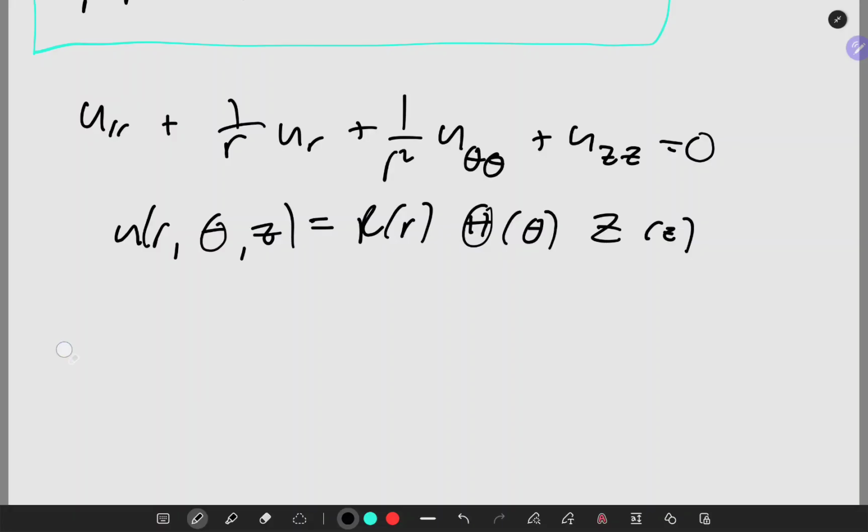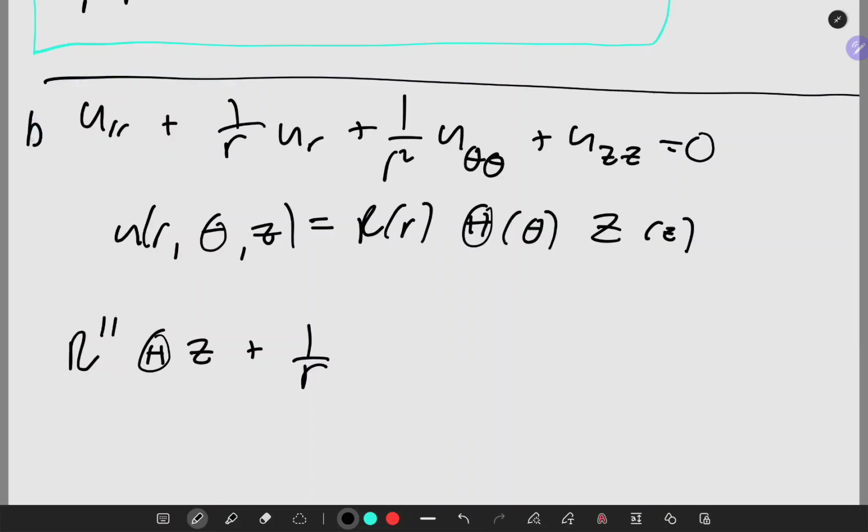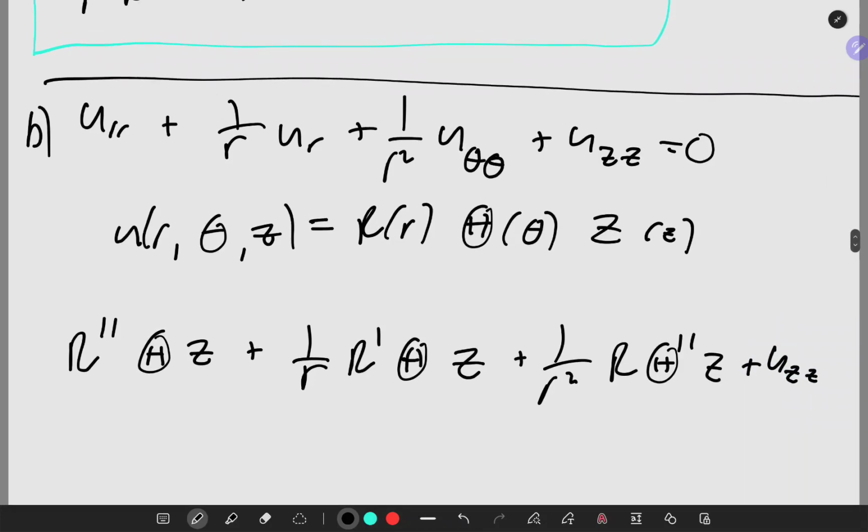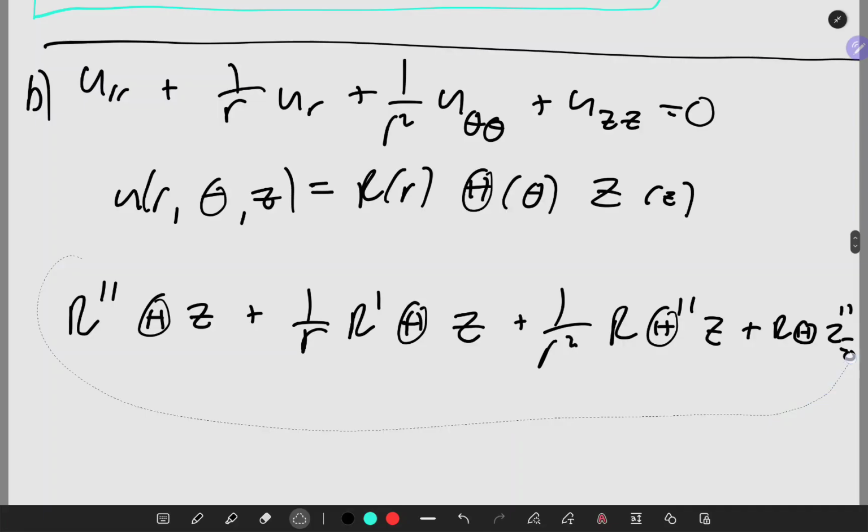This would be R double prime Theta Z, plus 1 over r, R prime Theta Z, plus 1 over r squared, R Theta double prime Z, plus U of zz, well, with that it would be R Theta Z double prime, is equal to 0. Let me fix that, that's bothering me.